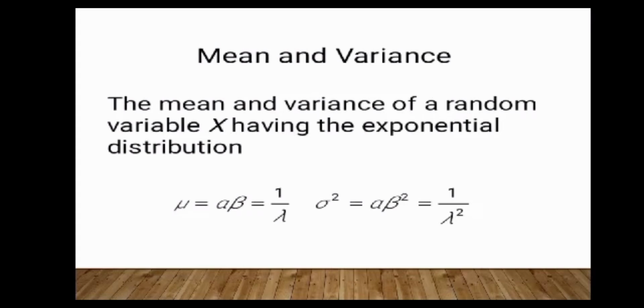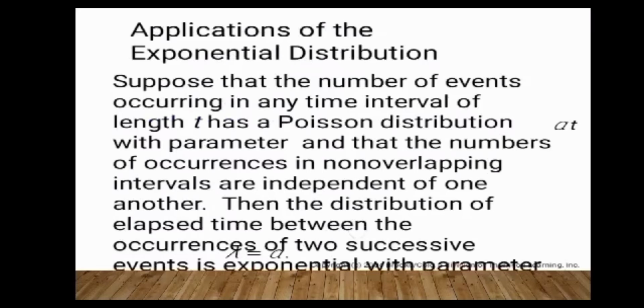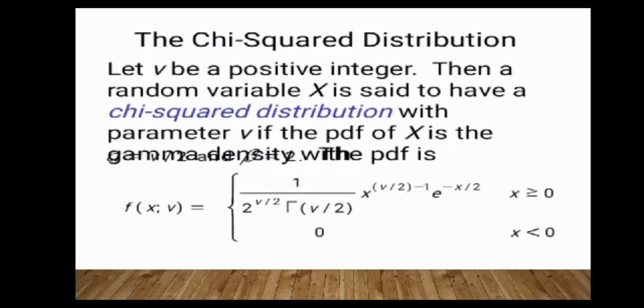The mean and variance of a random variable X having the exponential distribution. The exponential distribution is also a special case of the gamma distribution. And this is the application of the exponential distribution. Lastly is the chi-square distribution. The chi-square distribution is one of the special cases of the gamma distribution.